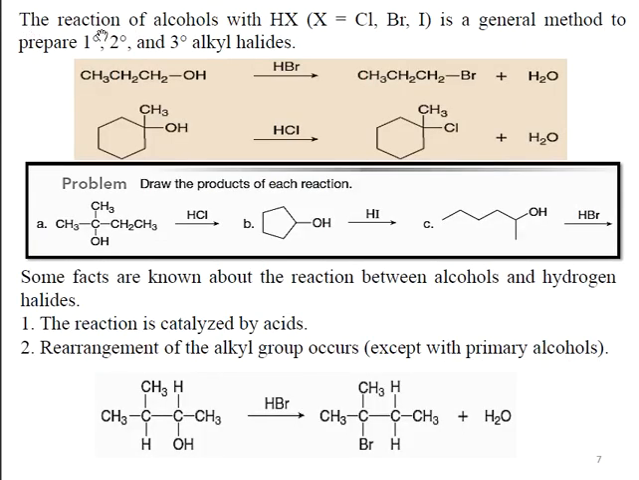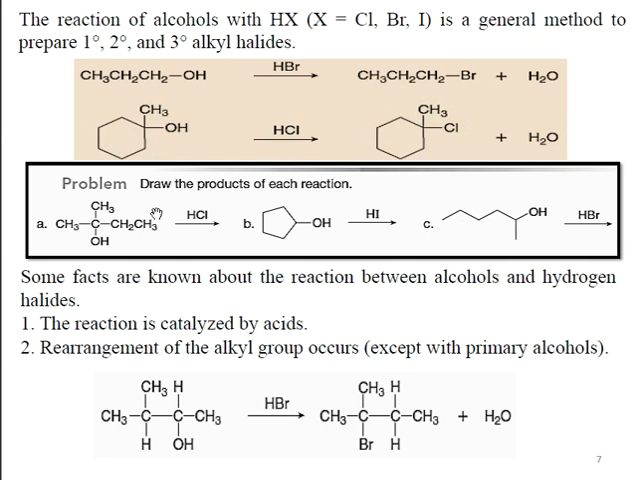In the reaction of alcohol with HX, X will of course be chlorine or bromine, not fluorine, because fluorine is so reactive. It is a general method to prepare primary, secondary, and tertiary alkyl halides. If you use a primary alcohol, it will give you a primary alkyl halide. If you use a tertiary alcohol, it will give you a tertiary alkyl halide.